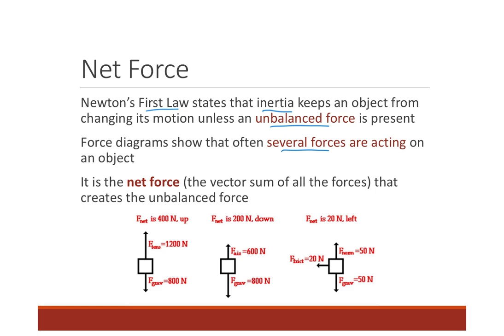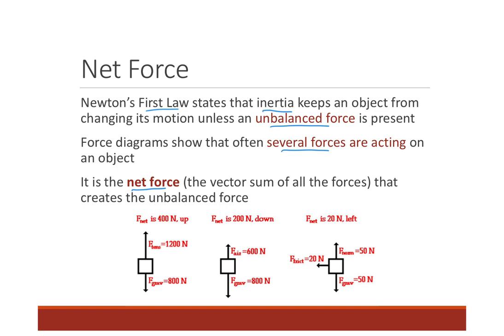Now, force is a vector quantity, so it has both a magnitude and a direction, and it is possible that two forces of opposite direction can cancel each other out. So the result is that it's the net force we're concerned about, or the vector sum of all the forces, because that's what actually is creating the unbalanced force. Let's look at these examples below.